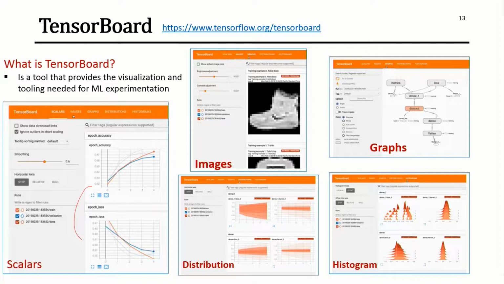And we have the images, showing for each step how the image is classified in case of image processing. And we can also visualize the graphs for each process in the neural network. And we have the distributions as well as the histograms to represent the image and how it is classified. For example, this image can be obtained using different types of data transformation.